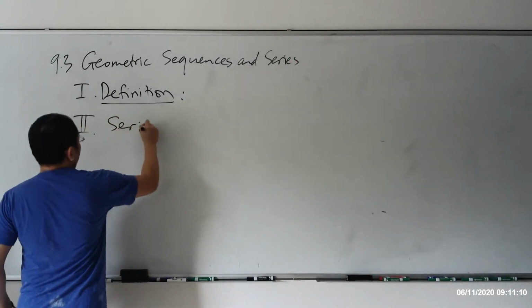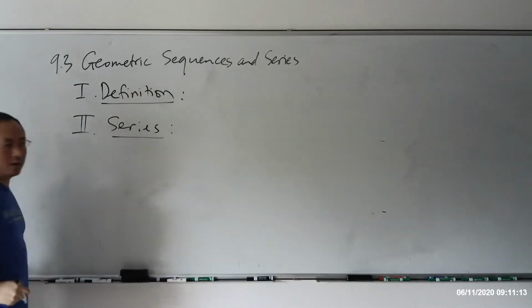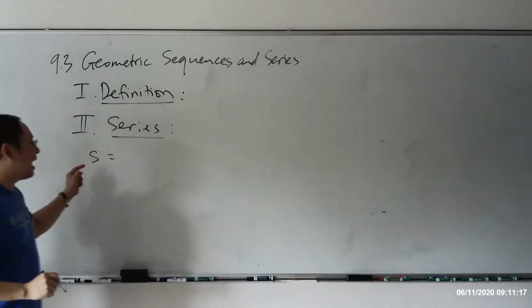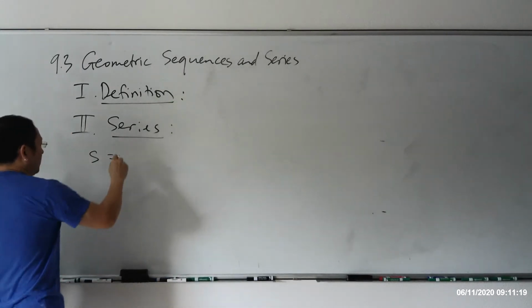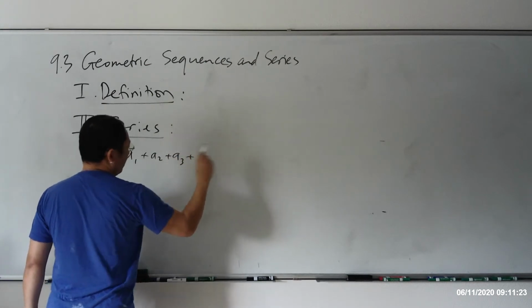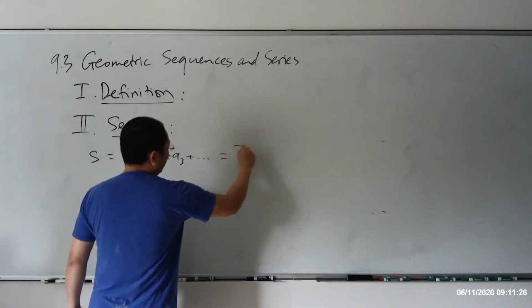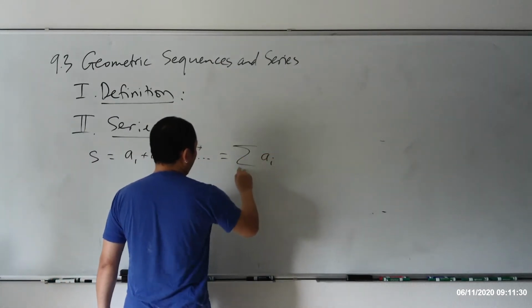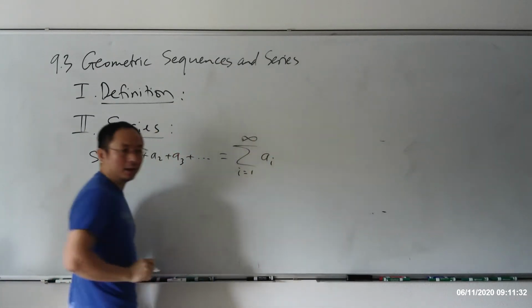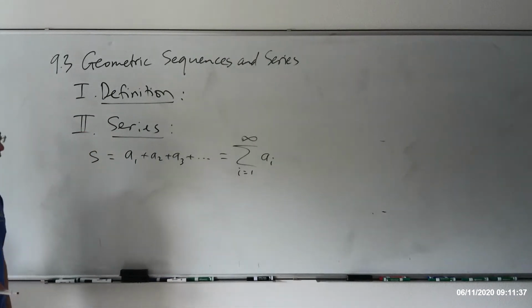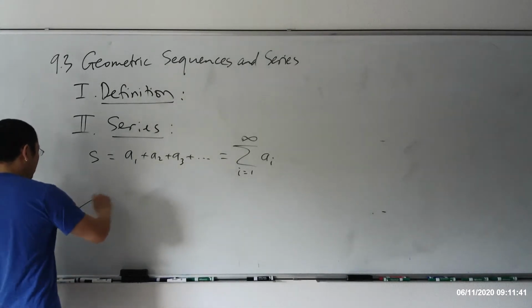Geometric series, okay? Because the series S is calculated by adding every single term of the sequence. So A1 plus A2 plus A3 plus and so on forever. And in short, you can use the sigma notation, the sum of A_i from i equals 1 to infinity, forever. And it really depends on the common ratio R. You can have a divergent or convergent series. So we have two cases.